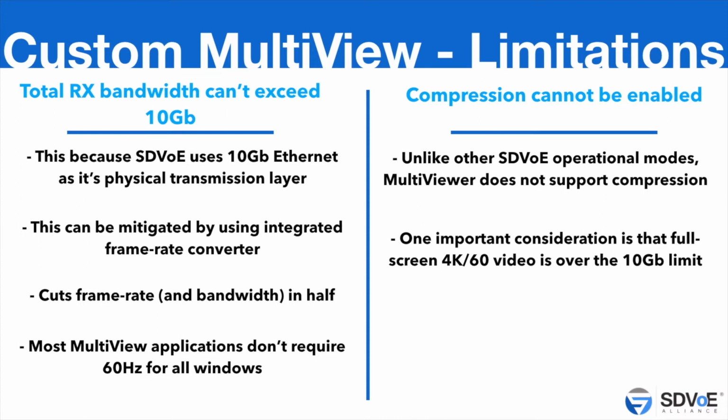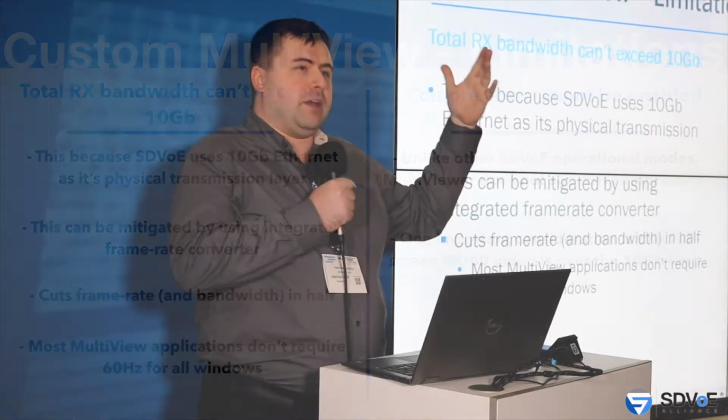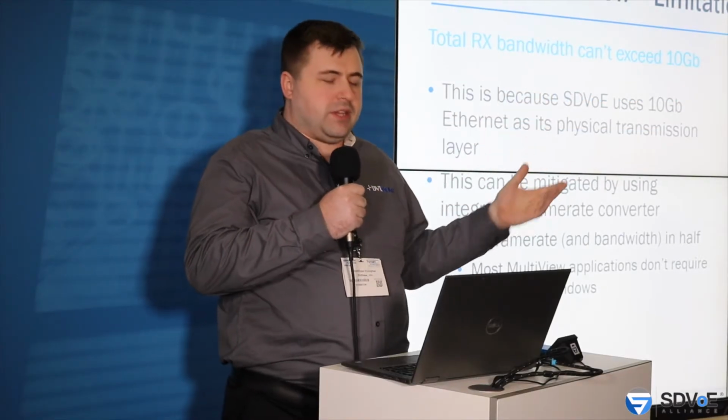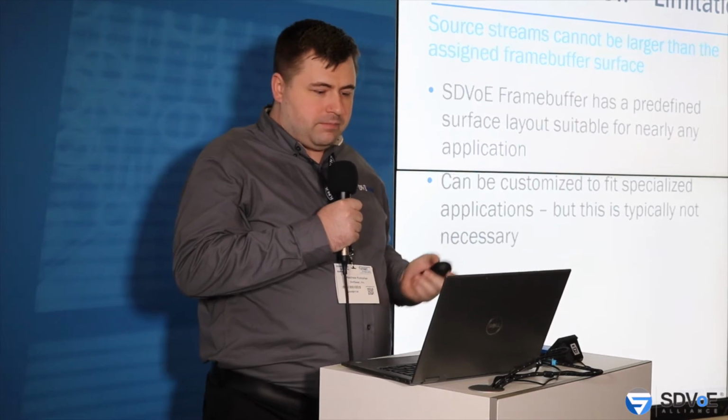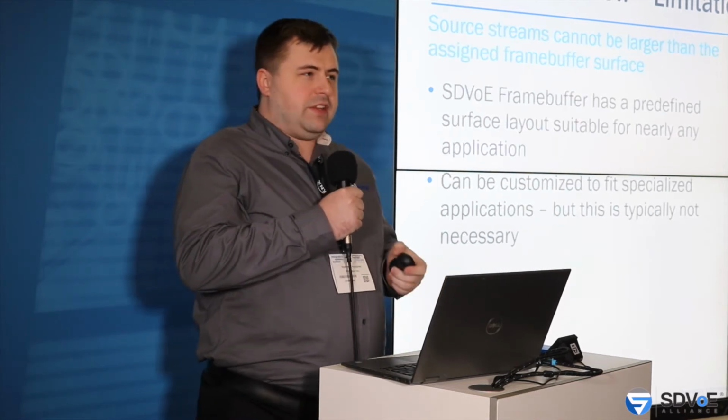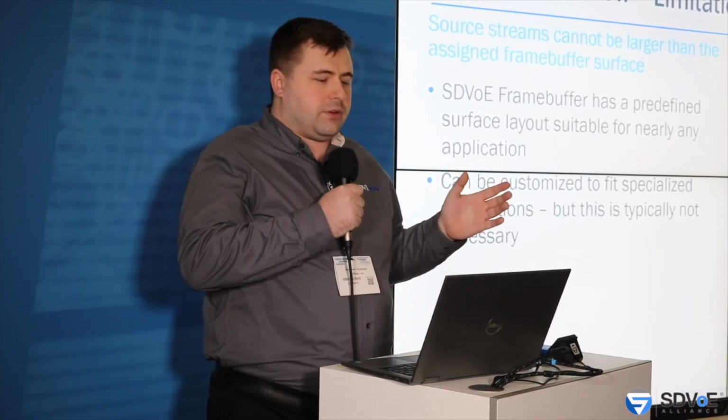So one thing to keep in mind with your picture-in-picture is that you can't go over the 10 gigabit limit, which means no full screen 4K 60, but you can do a 4K 30 with a picture-in-picture inset, and most video content also happens to be within that limit as well. A couple other limitations, and these are mostly just design considerations.